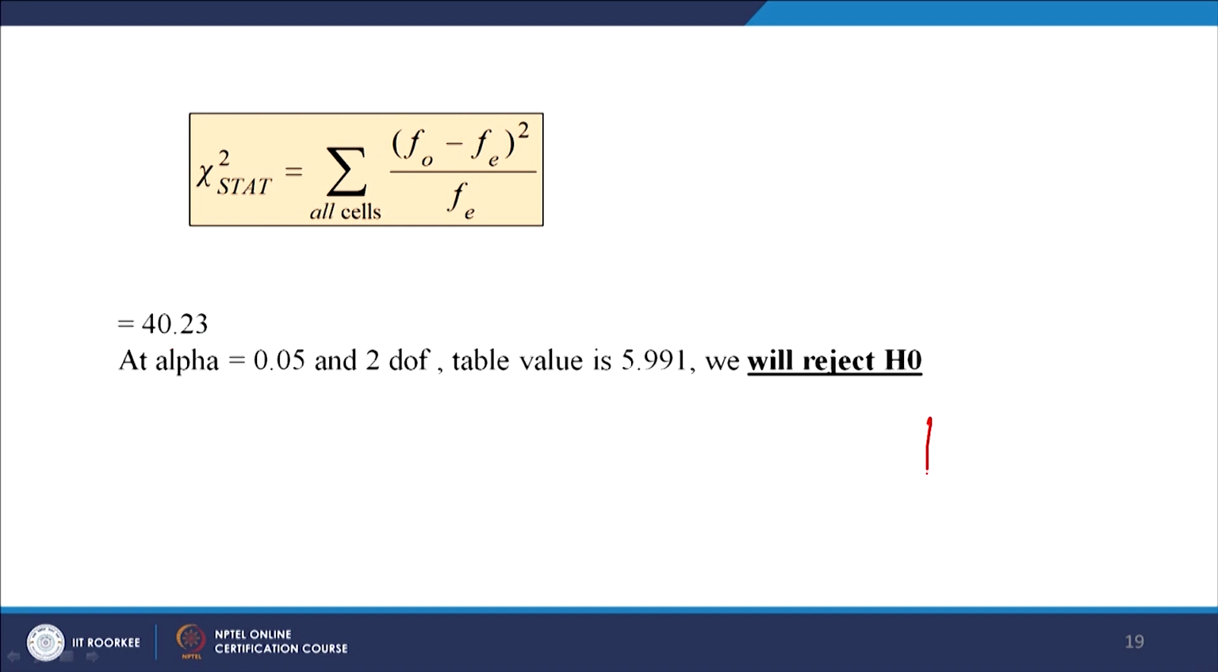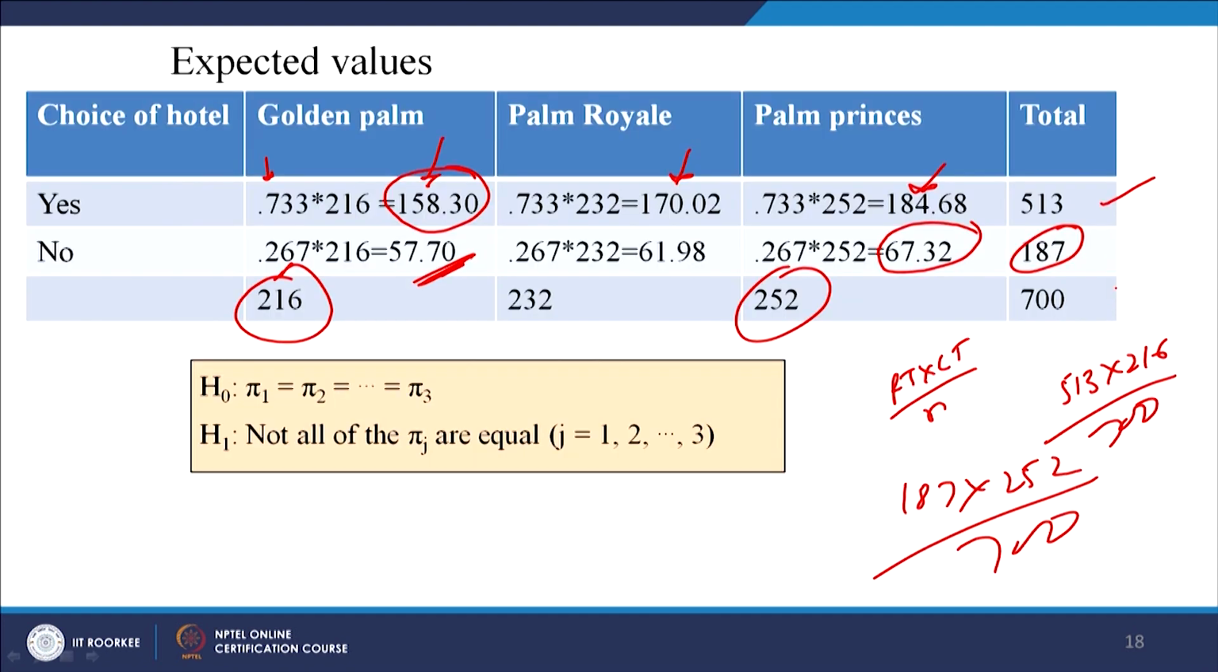So, that is why 2 degrees of freedom. This is how the chi-square distribution would look like. This is the rejection region. So, the calculated value is 40.23, which is in the rejection region, critical value is 5.99. So, you will reject the null hypothesis, right. And what was the null hypothesis? That all these proportions are the same, right, is it not? This was our null hypothesis, that the proportions 1, 2, 3 are the same, right. So, we are rejecting the null hypothesis. It means the proportions are not the same, they are different from each other.